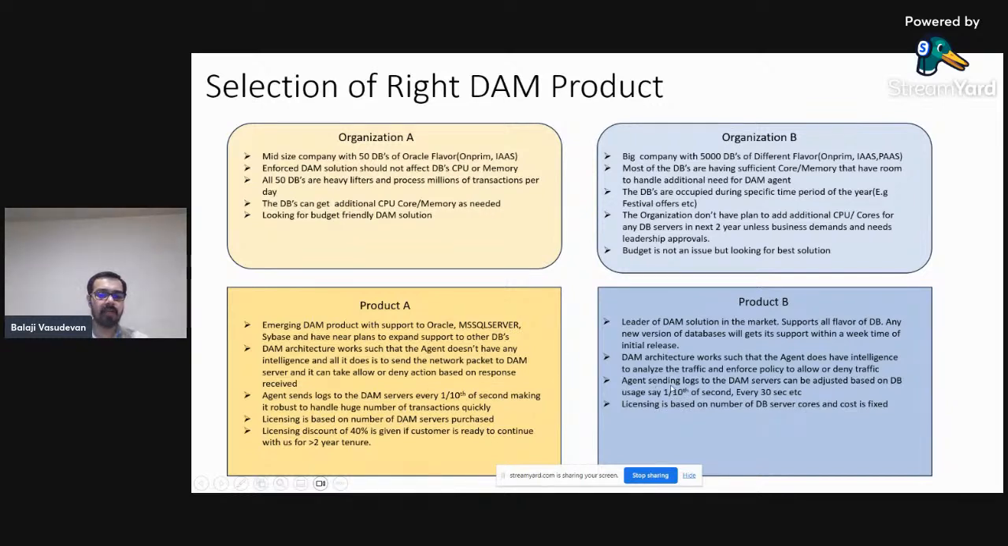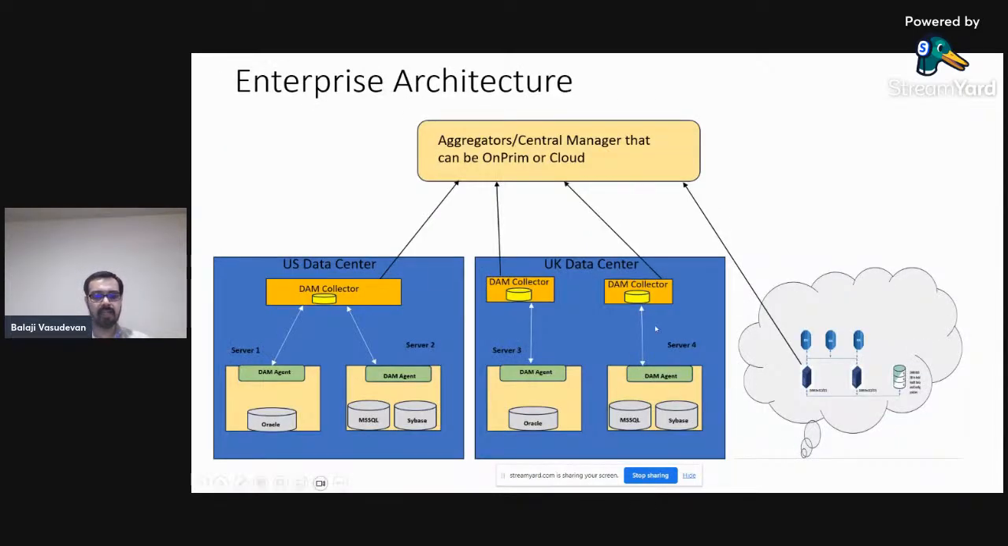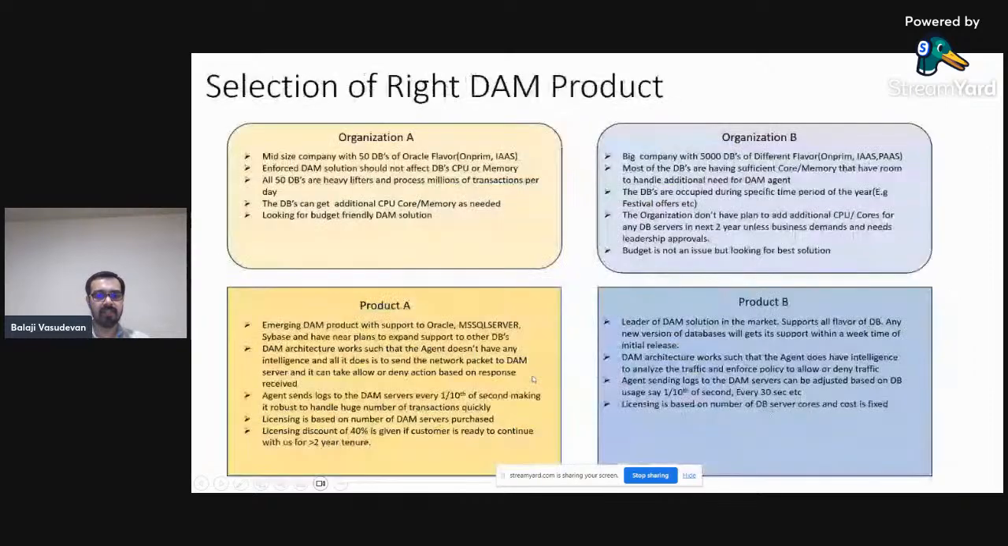But where this product can suit is, they don't have transactions happening all around the year. They just have a specific period. So they don't always want the 1/10 of a second to be followed, because for an agent to take a decision within 1/10 of a second, it's going to consume more of your CPU and memory. So it's not always the case. And the last thing is that licensing is fixed.